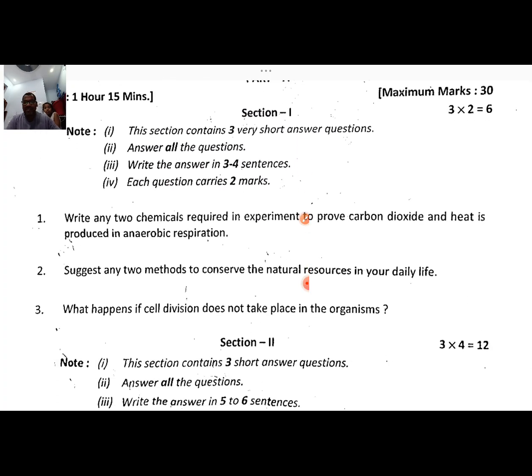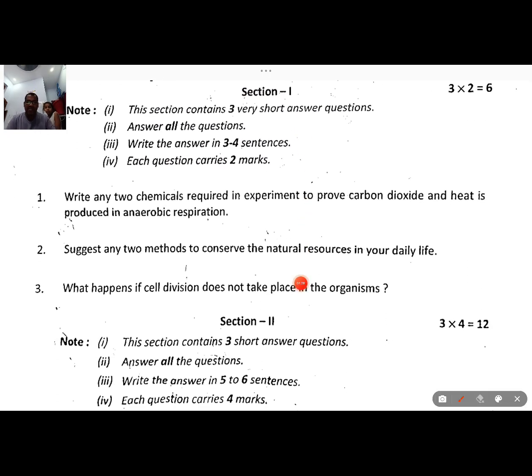So look at the first question. The first question usually asks you to write two chemicals required for doing a certain experiment. Under the first question usually you'll get an activity.